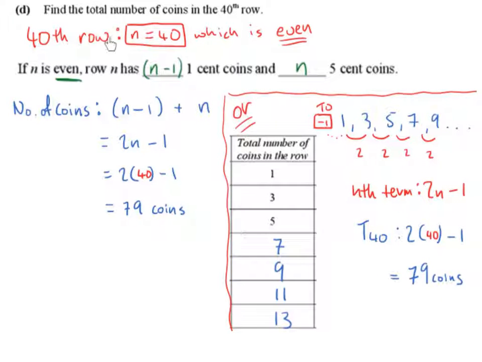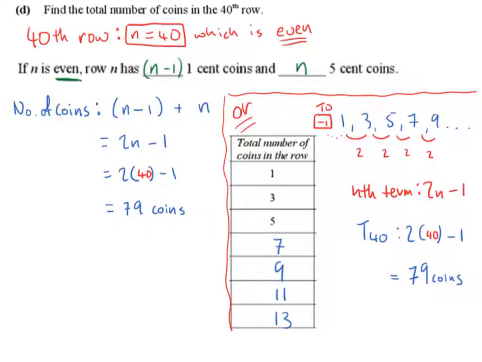Part D, find the total number of coins in the 40th row. So for the 40th row, n will be equal to 40, which is an even number. So we need to take this statement from the previous question. If n is even, and n being 40 is even, then row n has n minus 1 1 cent coins and n 5 cent coins.